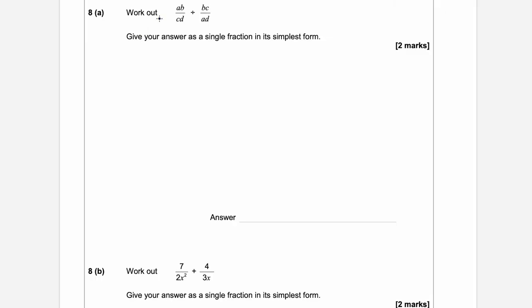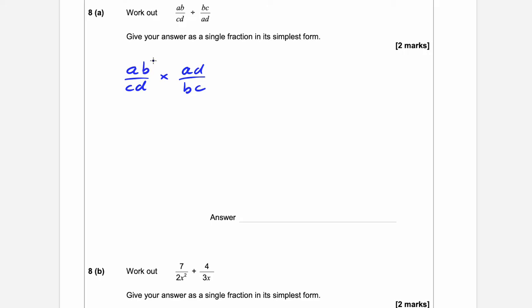Question 8. A. Work out this divided by this. Give your answer as a single fraction in its simplest form. Okay, let's do keep, change, flip, guys. AB over CD. Keep the first one. Change to multiply. Flip the second one. AD over BC. And then we can start cancelling things if anything cancels.